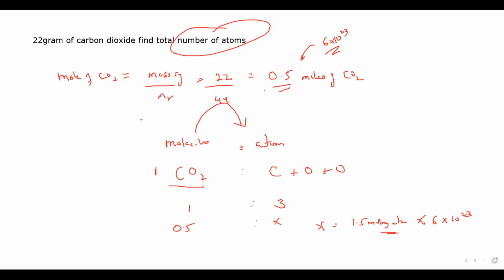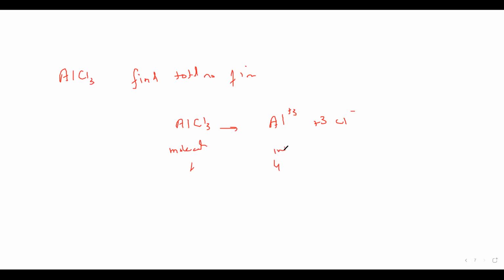If they're asking for ions, say you have aluminium chloride, AlCl3, and the question is to find the total ions. Aluminium chloride will dissociate into an aluminium ion and 3 chloride ions. So the ratio of molecule to ions is 1:4. So you can work out the ratio and find the number of ions.